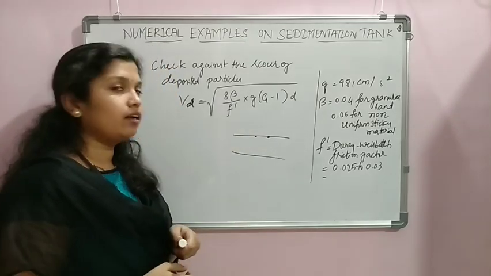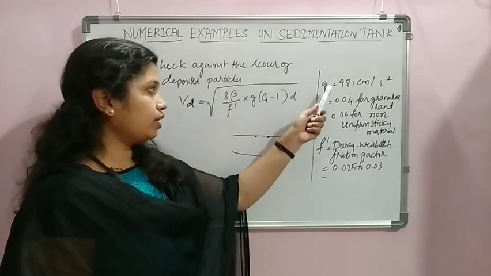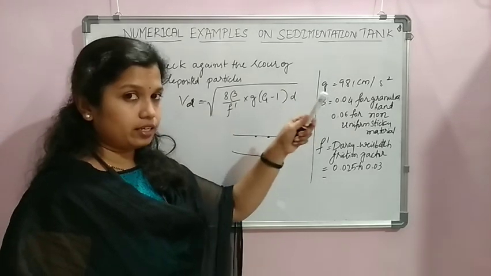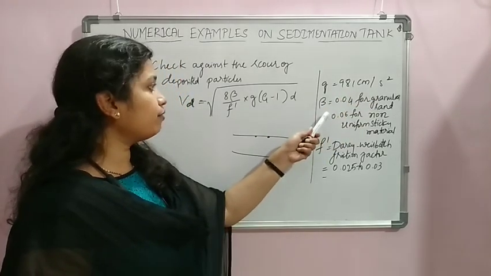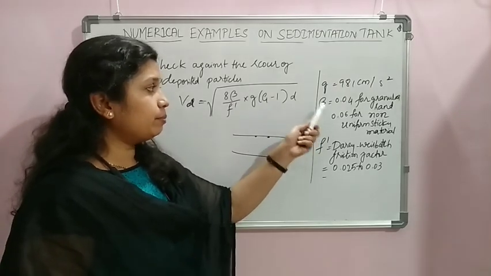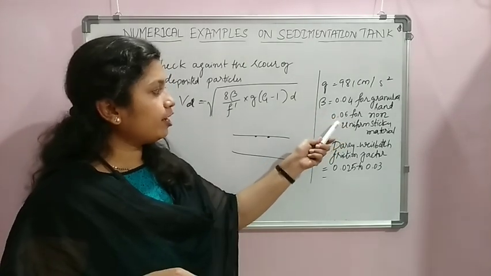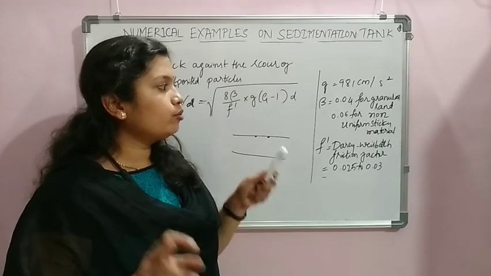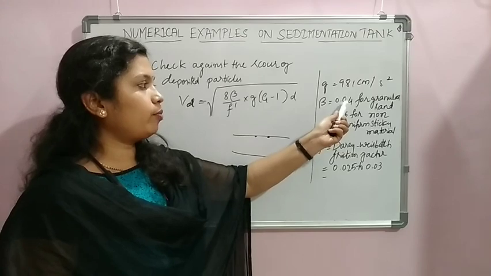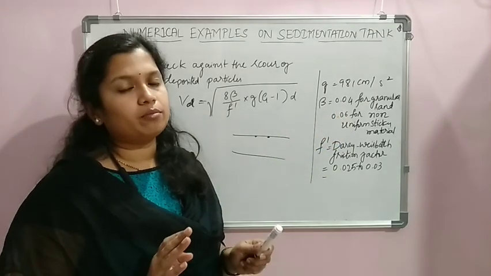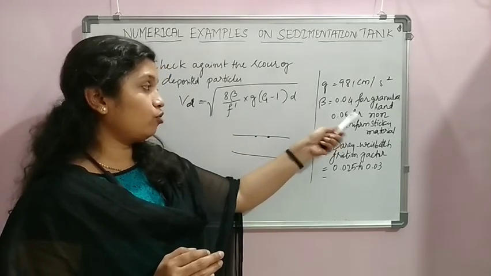We have this formula in order to find out the scour velocity. In order to substitute into this, we again have g, the gravitational acceleration constant, as 981 centimeters per second square. Here we have two new terms. The beta value we have to take as 0.04 if it is a granular sand material, and as 0.06 if it is a non-uniform sticky material. In most of the problems they will give it as granular sand, that is 0.04. It may be given in the problems, or sometimes we have to remember this value. We will be considering 0.04 in this case.